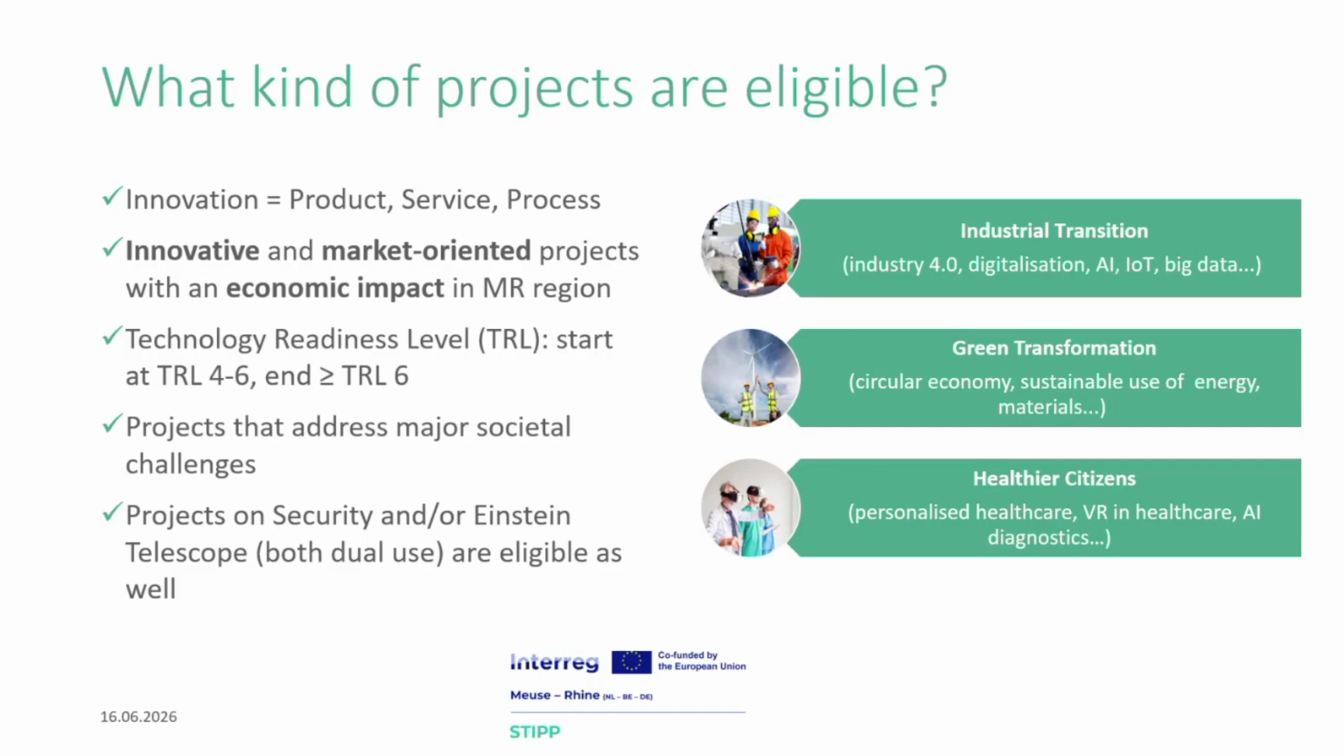Next to that, we are looking for projects that address major societal challenges. And for STIPP, we identified 3. You can see them on the right side of the page. It's industrial transition, green transformation, and healthier citizens. But it's also good to mention that projects that have a focus on security and/or the Einstein Telescope are also eligible as well.